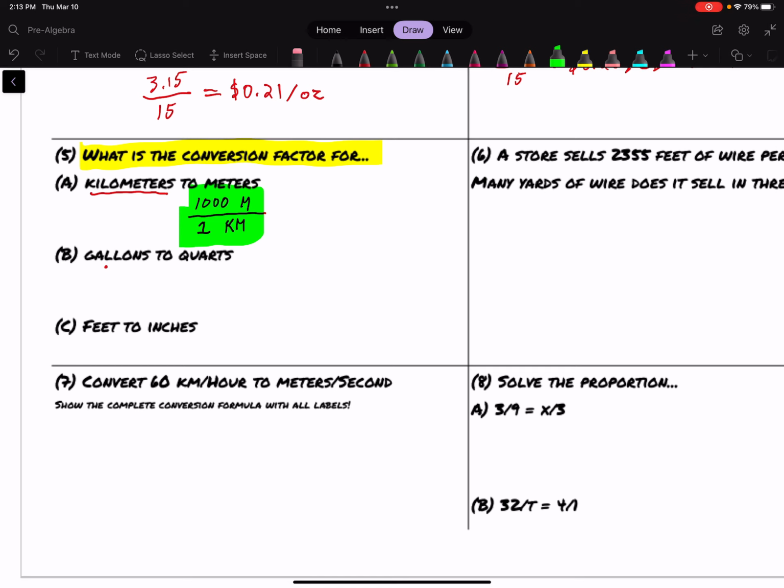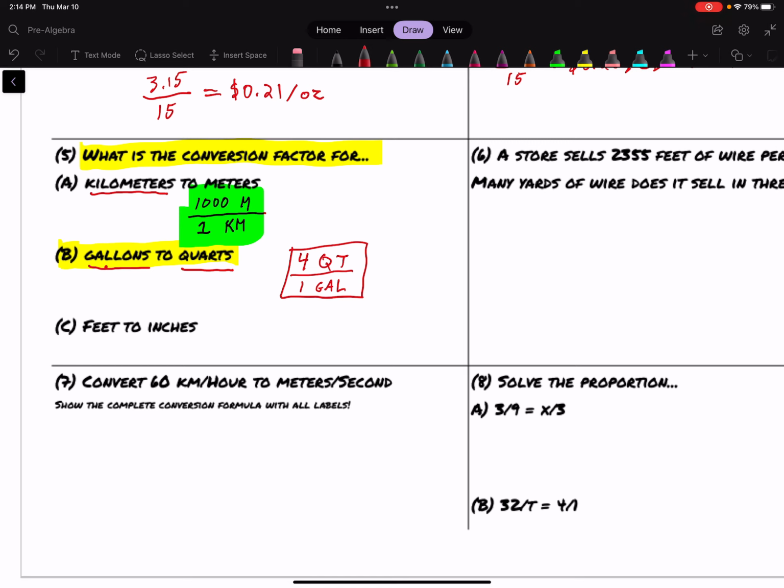Remember, with a conversion factor, you're not doing anything. You're just saying, what would I multiply by if I had a bunch of kilometers and wanted to change them over to meters? In B, what if I have a bunch of gallons and want to change them to quarts? I first draw my line, which represents my fraction. What do I put on the bottom? 1 unit of the starting point, gallons. Now, how many quarts in a gallon? I happen to know that there are 4, and quarts is QT. That is the correct conversion factor for gallons to quarts.